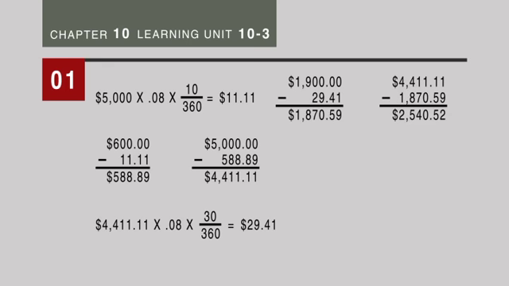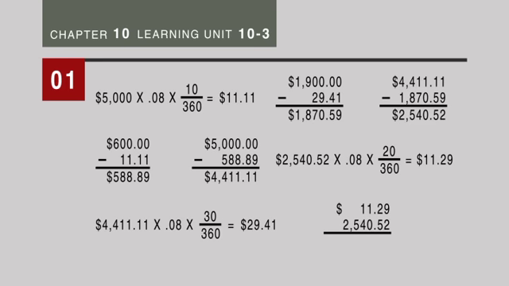Because we have a 60-day note, we've already paid on 40 days. We have 60 minus 40 equals 20 days left to pay interest on. So we take our new principal, $2,540.52, multiplied by our 0.08 interest rate times our 20 divided by 360 equals $11.29 in interest.